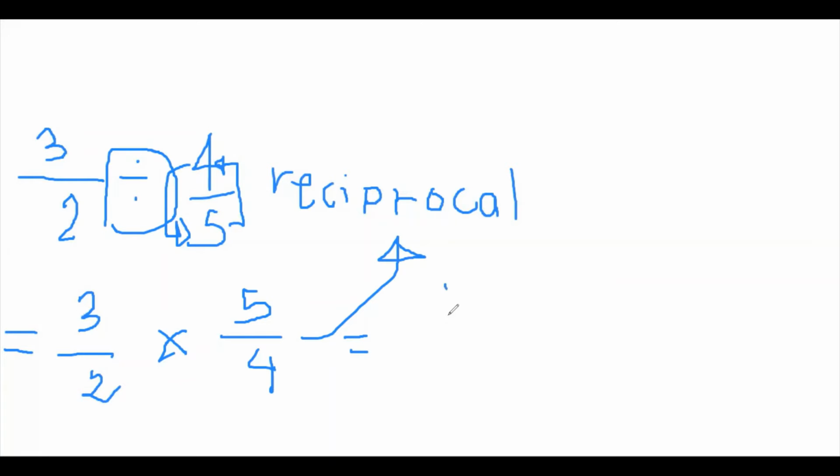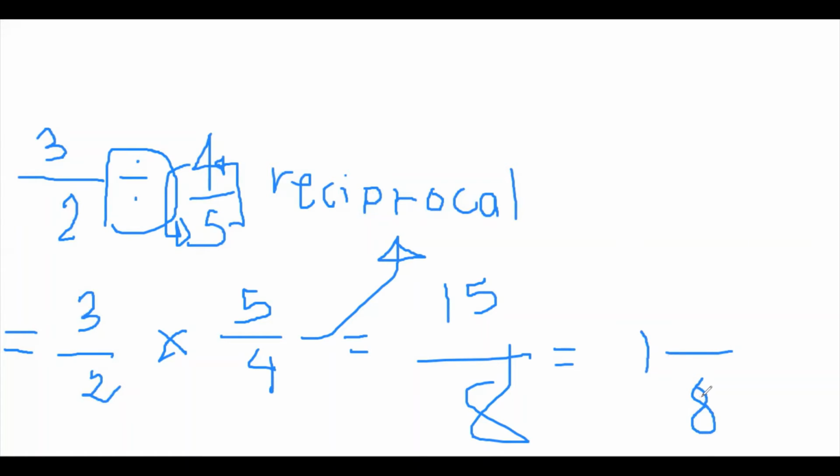So 3 times 5 is 15, and 2 times 4 is 8. So we have 15 over 8 as our improper fraction. We need to convert it to a mixed number. So we have 1 and 7 over 8. This is the simplest form of our answer.